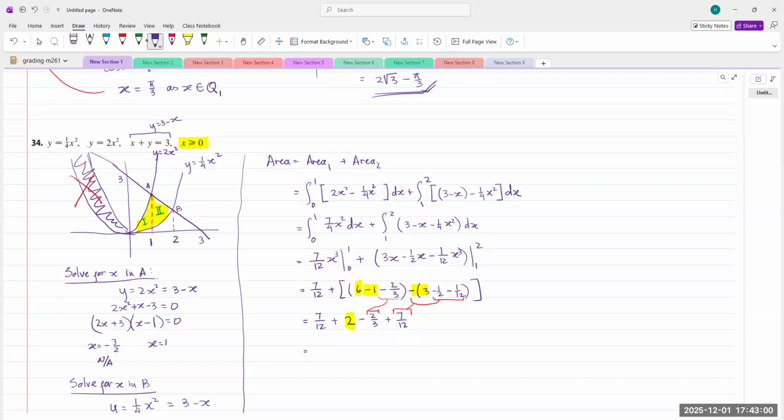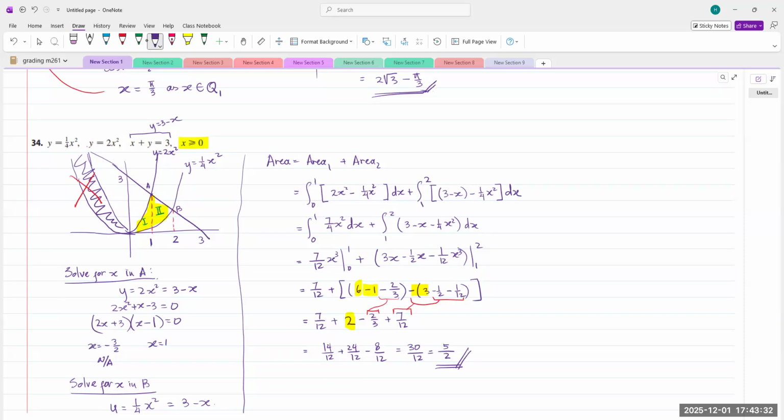So this will be 14 over 12 plus 24 over 12 minus 8 over 12. What will that be? 30 over 12. Reduced by 6, that's 5 over 2, 2.5. I'm sorry, I'm rushing a bit right now. I'm a bit tired, so check my computation though. Don't trust me too much, but I believe my setup is correct.